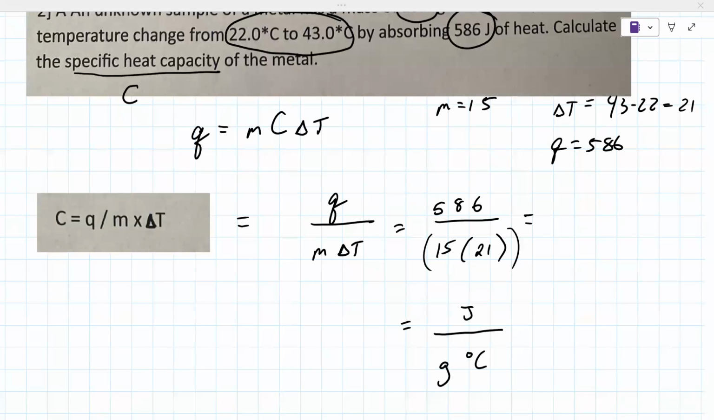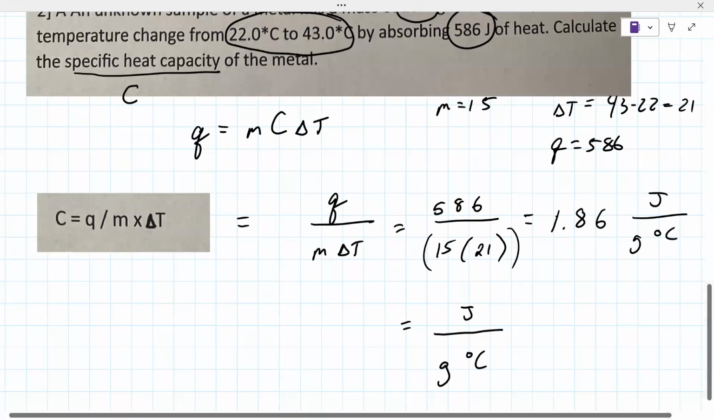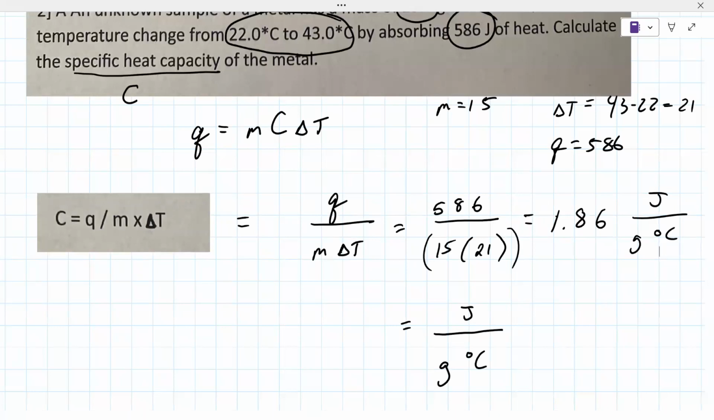I got a really big decimal, like 1.860, a lot of numbers. Yep. So let's go to maybe two decimal places, 1.86. And the units are really important. It's joules per gram degree C. That is the units of specific heat. And it would be like three significant figures, right?